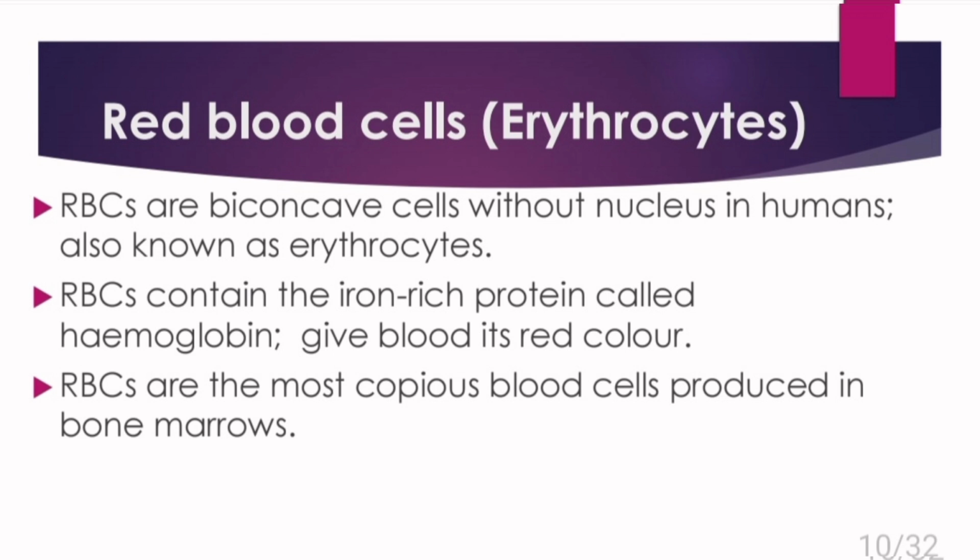Red blood cells, that is erythrocytes. Erythrocytes are biconcave in shape and they do not have any nucleus, and they are also known as RBCs. RBCs contain an iron-rich protein called hemoglobin. It gives a red color to the blood. So, if someone has a low amount of hemoglobin in their body, then doctors usually prescribe iron-rich supplements. RBCs are the most abundant blood cells and are produced in the bone marrow.